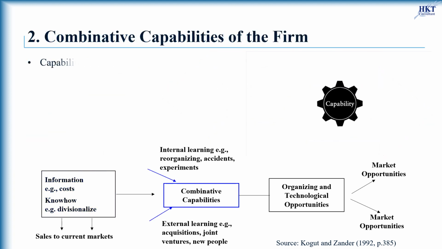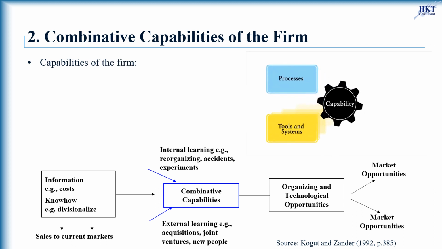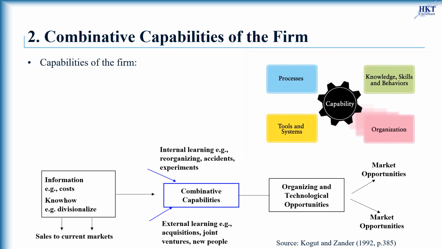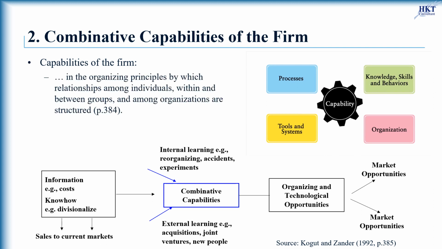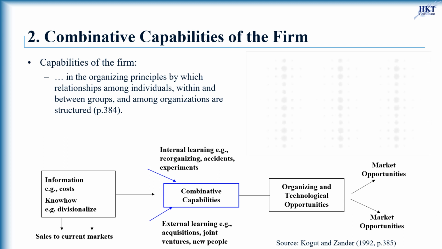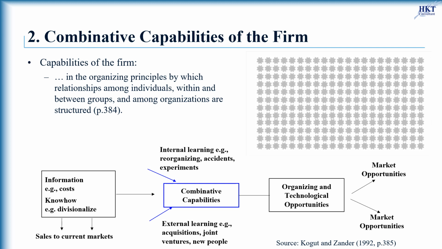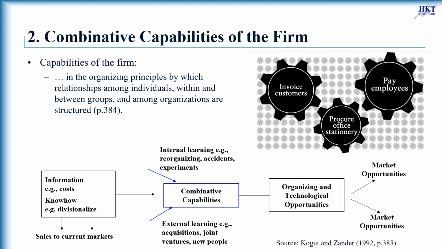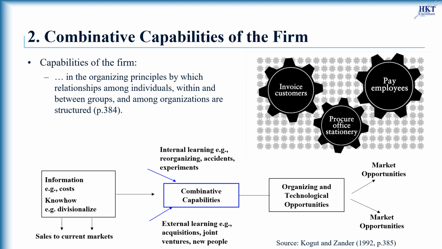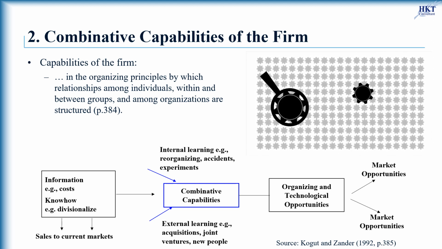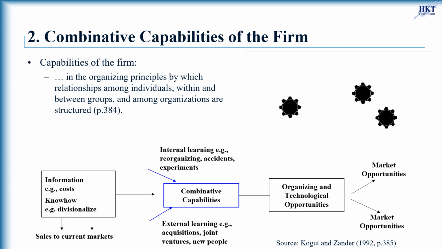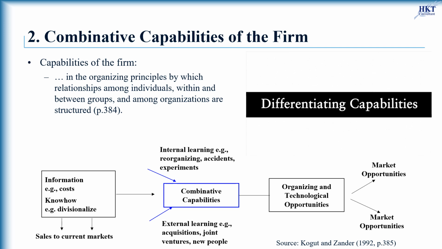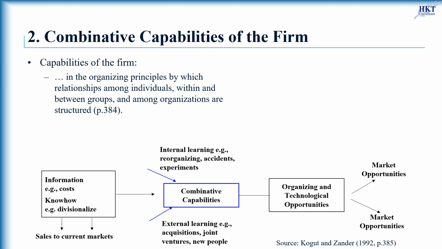So, Kogut and Zander underline the presumption that the knowledge of the firm must be understood as socially constructed, or more simply stated, as resting in the organizing of human resources. And the capabilities of the firm are argued to rest in the organizing principles, by which relationships among individuals, within and between groups and among organizations, are structured. The issue of the organizing principles, that underline the creation, replication, and imitation of technology, opens a window on understanding the capabilities of the firm as a set of inert resources, that are difficult to imitate and redeploy.